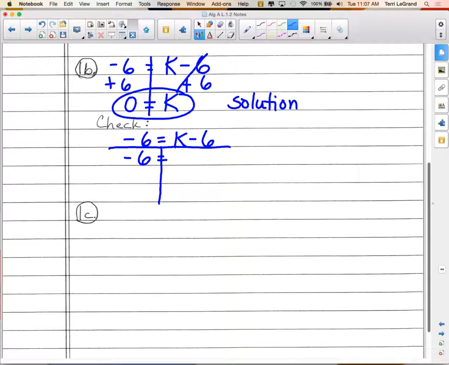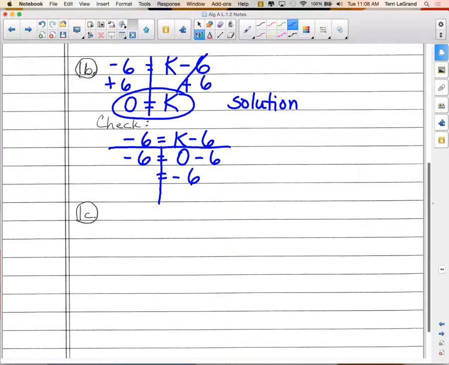And we're going to substitute what we think the solution is for K. We're checking to see if it works. So we put 0 in for K because that's what we got. And then we work down here and we say, what is 0 take away 6? In other words, if the temperature outside is at 0 and the temp drops 6 degrees, where does it end up at? Negative 6. This side becomes negative 6.